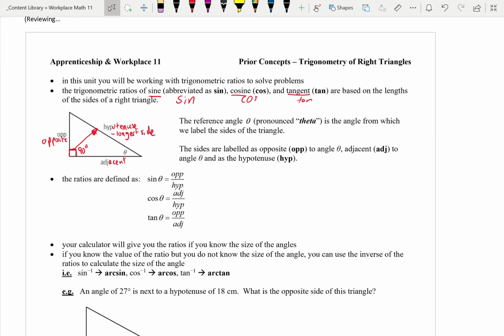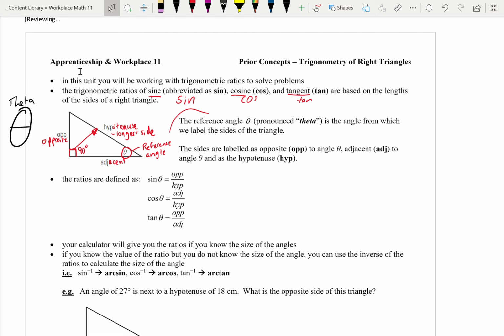Now the opposite and adjacent depend on which angle we're talking about. So in this case, I've got what I like to call a reference angle. And we often give it this Greek symbol. It looks like an O with a line through it. To draw it a little bit bigger, it looks kind of like that. And we pronounce it theta.